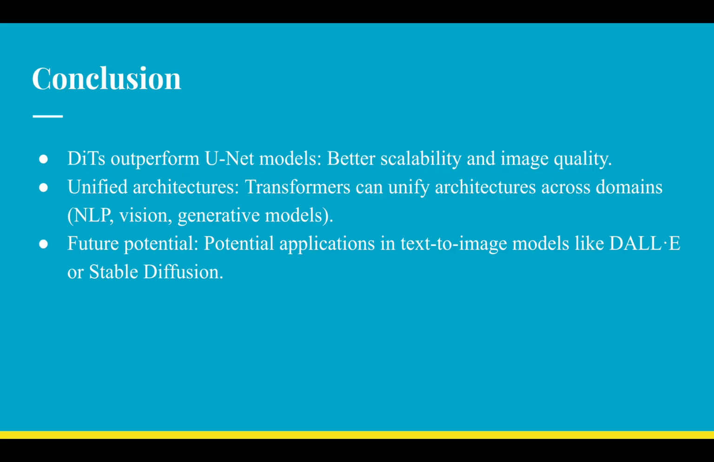In conclusion, this paper introduced DiT, a scalable and efficient alternative to the U-Net backbone in diffusion models for image generation. By replacing U-Net with transformers, the authors show that we can leverage the scaling properties of transformers to achieve state-of-the-art image generation performance. This development could open the door for more unified architecture across different domains like NLP, CV, and generative models, making future models more efficient and robust.